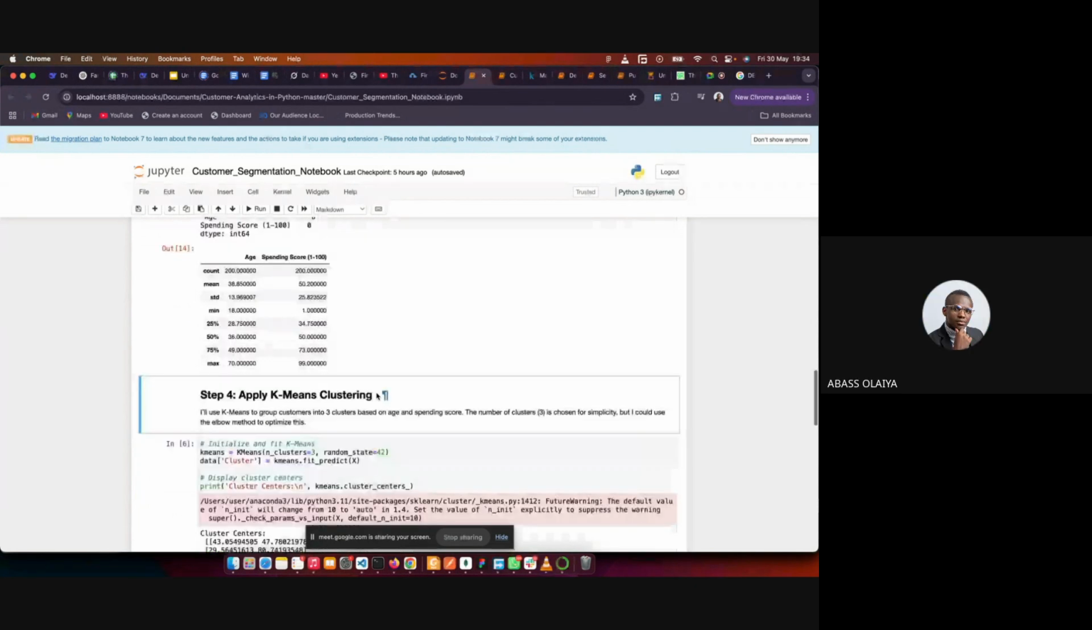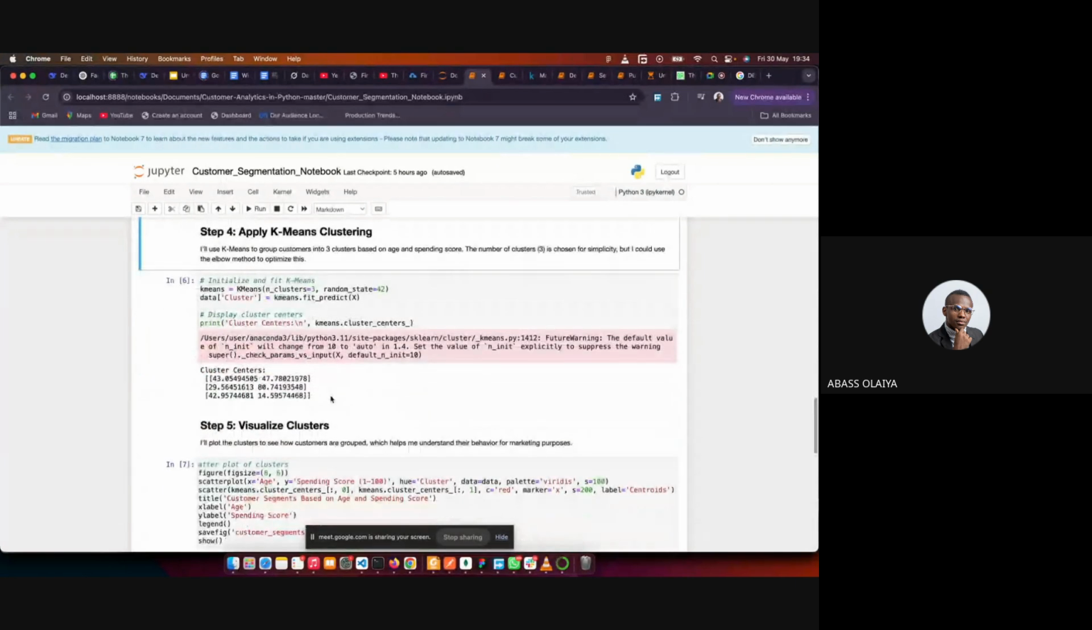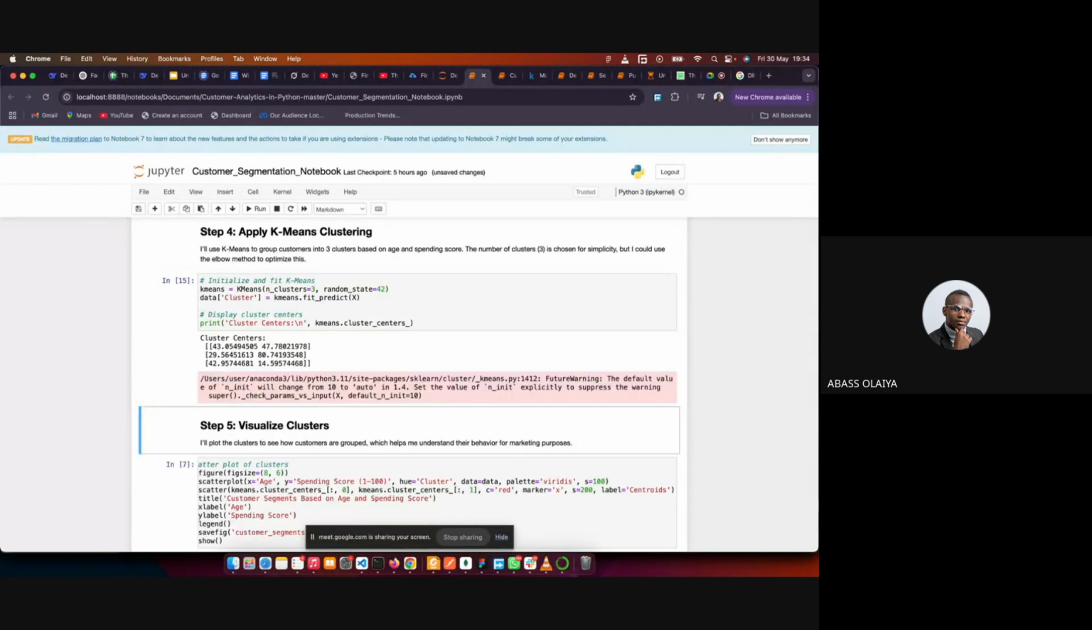Proceed. Okay, makes sense. So then we have the k-means clustering, which is what I've basically explained to you. Here I'm saying I want 3 clusters. Then my random state. This random state just helps me to get the same result every time I run it. My random state is 42. I've run it before, so I got this result at this point. If I run it again, I should get exactly the same answer.